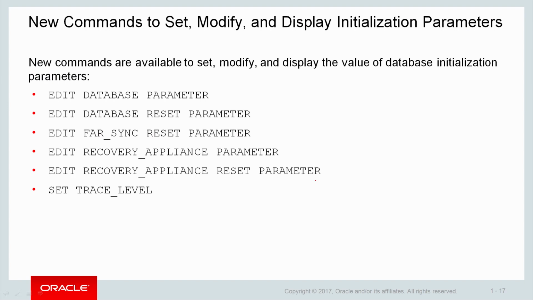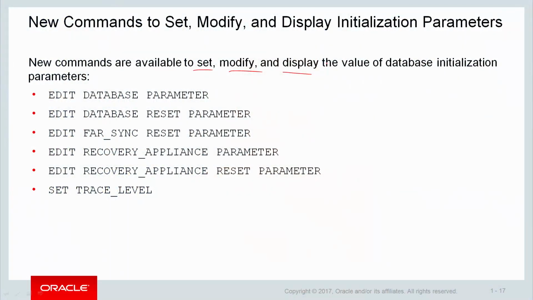This all seems a bit complex, so we now have commands to directly edit initialization parameters, or I should say set, modify and display the values of database initialization parameters. These will no longer be stored as properties inside the broker metadata. I'm going to show you some examples of these commands in the next few pages, but let's look at the samples of the syntax first.